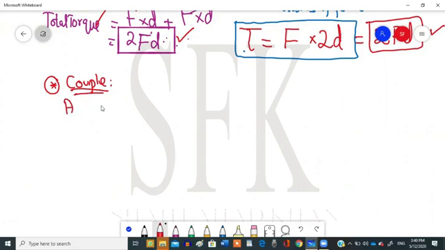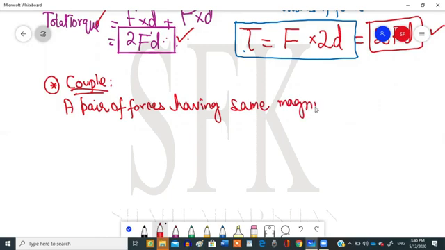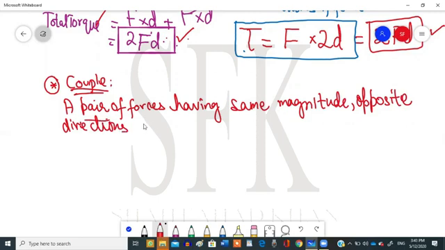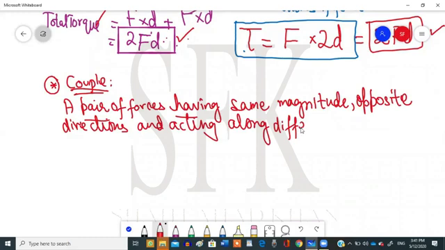Okay. So a pair of forces with the same magnitude, opposite direction, and acting along different lines of action. Different lines of action, yeah. These are called couple forces.